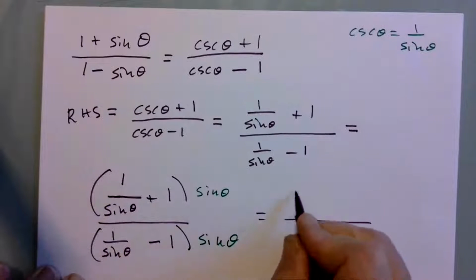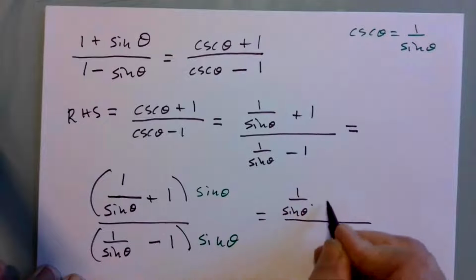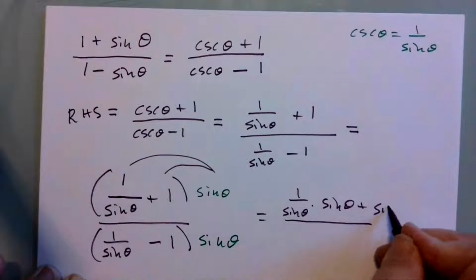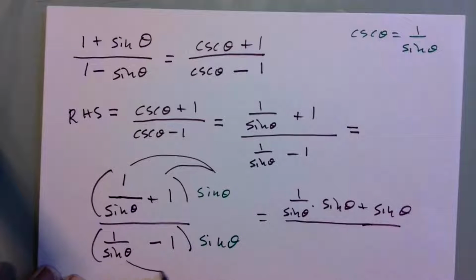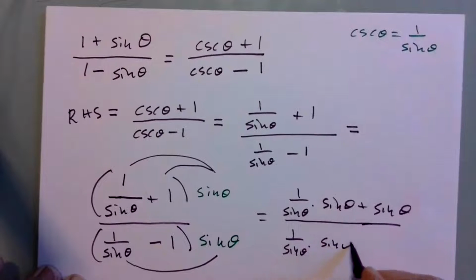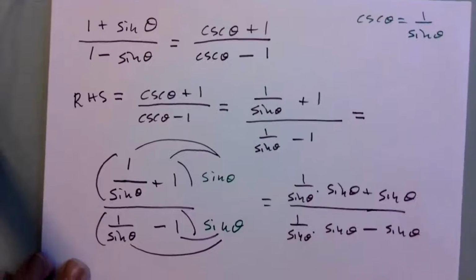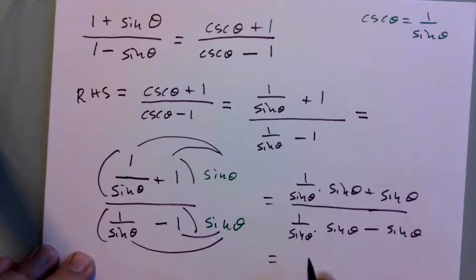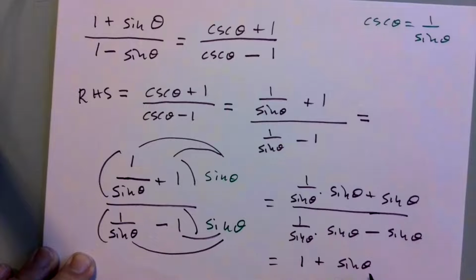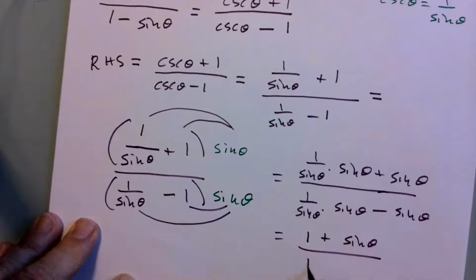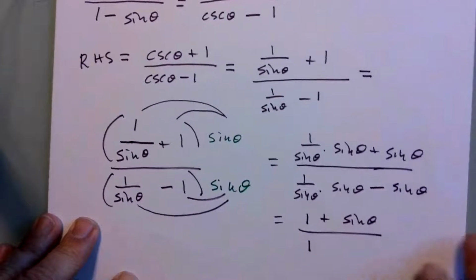1 over sine theta times sine theta, when I distribute this way, plus 1 times sine theta, which is just sine theta. On the bottom, 1 over sine theta times sine theta, minus 1 times sine theta, which is just sine theta. So what happens here, 1 over sine theta times sine theta is 1. So on the top, I have 1 plus sine theta. On the bottom, what do I have? I have 1 minus sine theta.